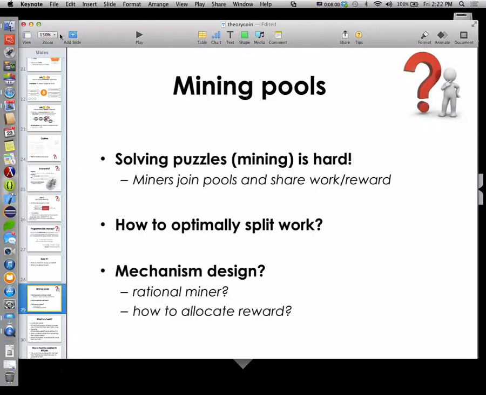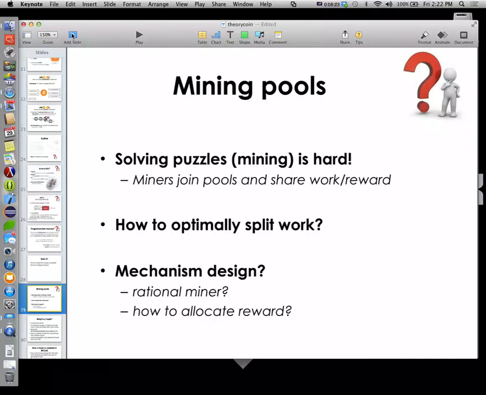So, some popular pools that are out there. Ghash.io is the biggest pool. BTC Guild is probably the second biggest pool. Slush Pool is another big one. Then you have 5 or 6 other ones that people have heard of. And then everything else just goes into the little sliver of other.